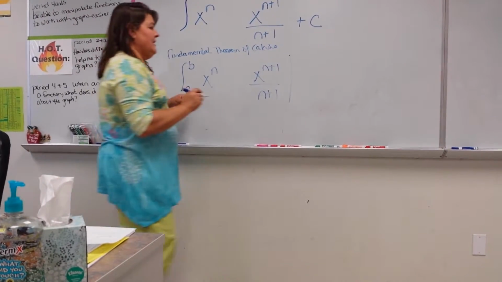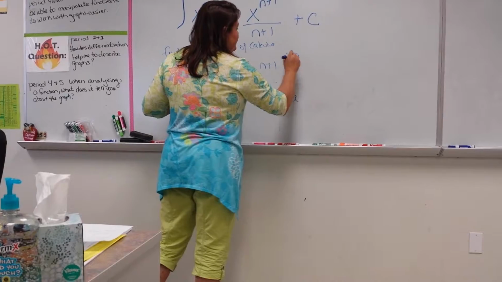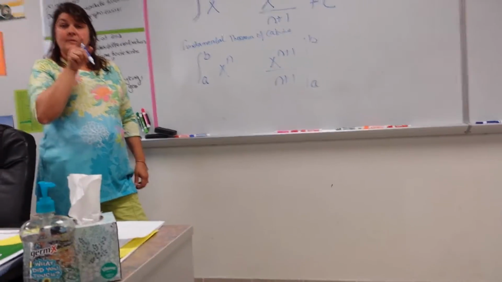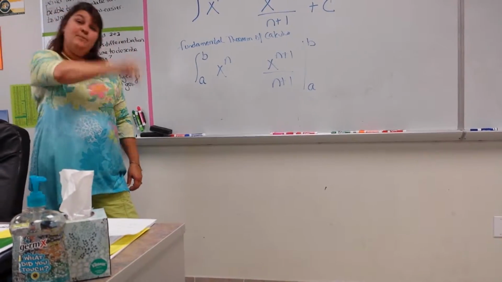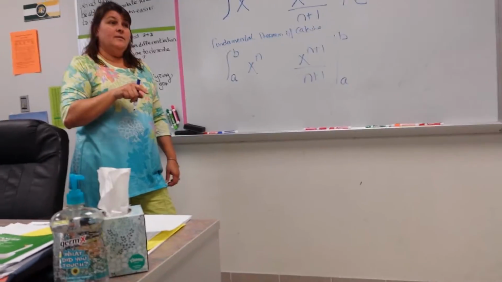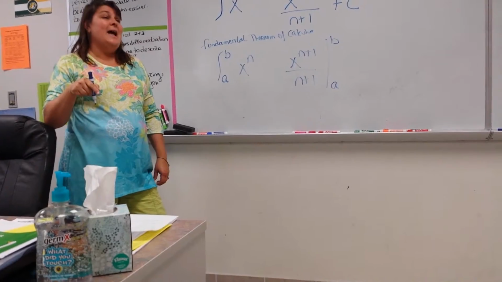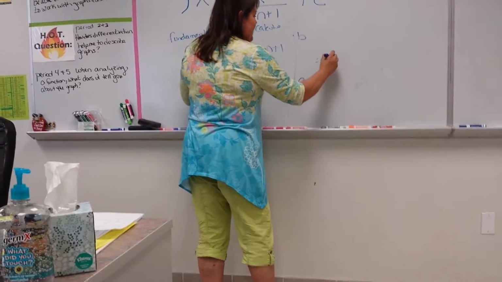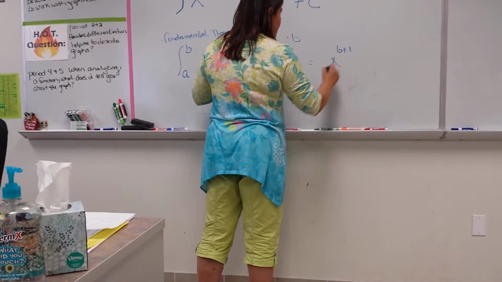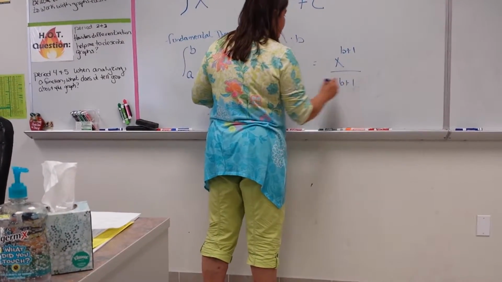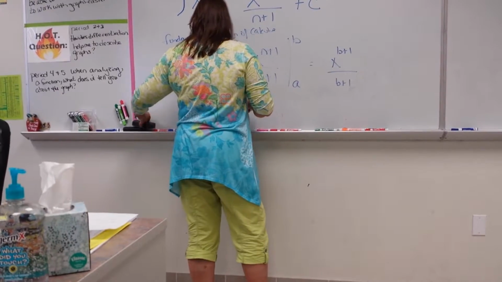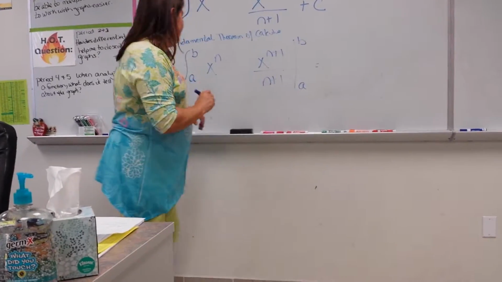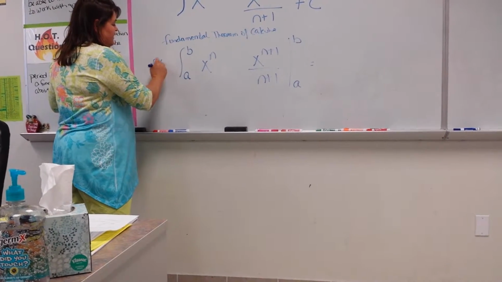And I say I'm going to evaluate it from a to b. Then take b and stick it in everywhere, take a and stick it in everywhere, and subtract the two. Take b and stick it in first, take a and stick it in next, and then subtract the two. So you stick it in top and bottom. It would be x to the b plus 1 over b plus 1. Wait, we stick it in the n? No, don't. It's the n. You stick it in the x. It would be easier if I did it as an f of x function.